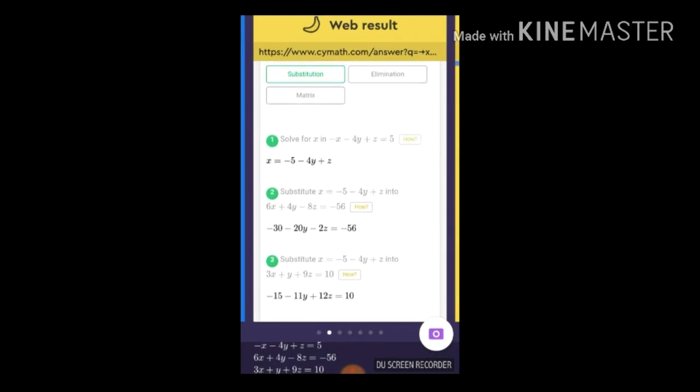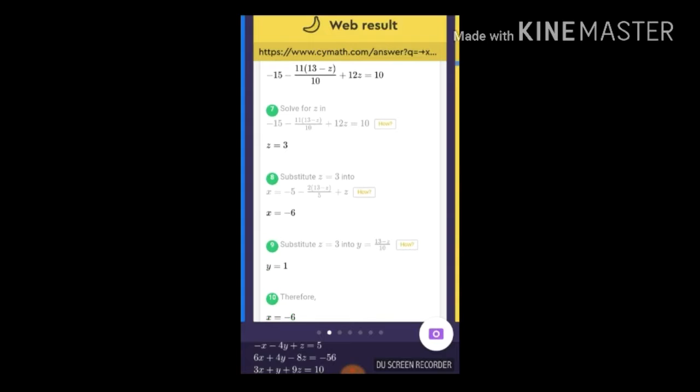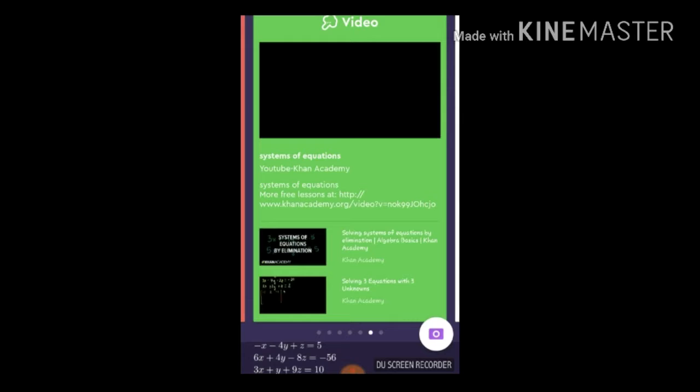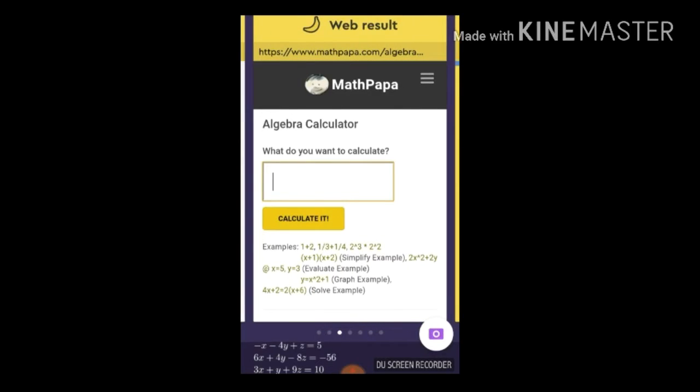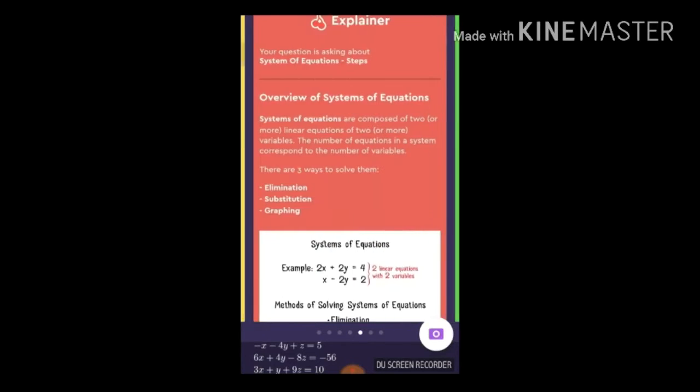So as you can see, they instantly give you the answers for the questions. They also provide answers from other websites as well. Besides, they also provide some videos so that students can understand better on how to solve the problem. The weakness or the bad side of this application is that you need a good internet connection so that you don't have problems to get the answers.